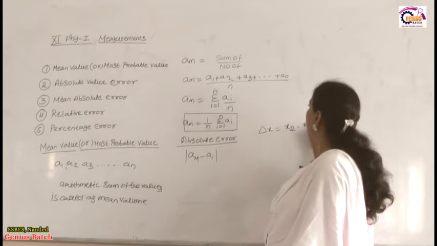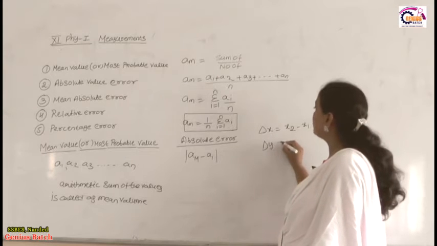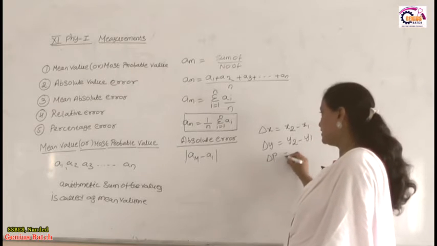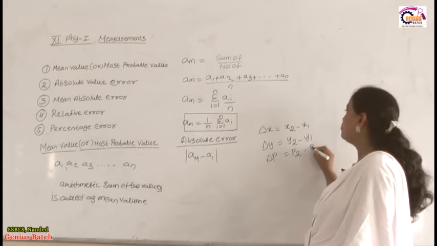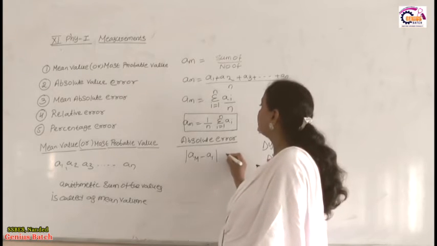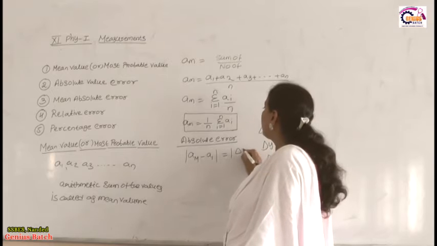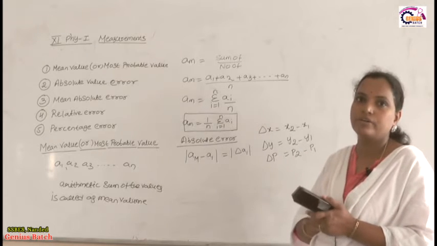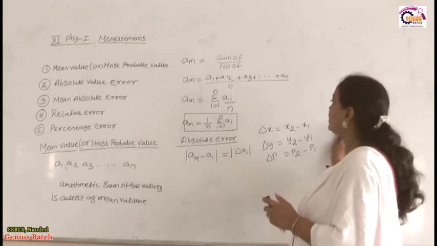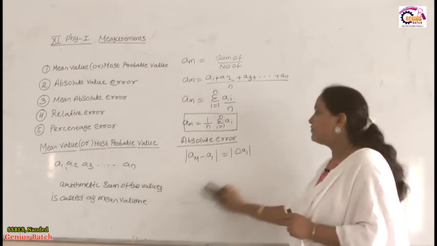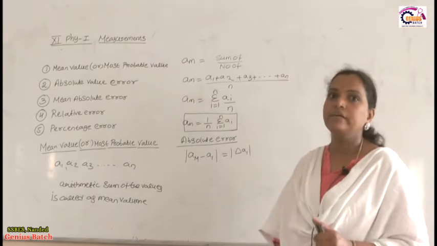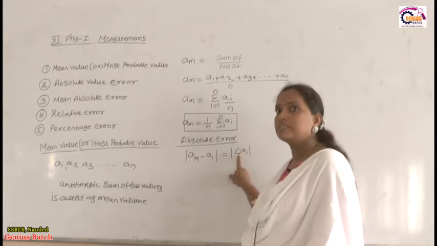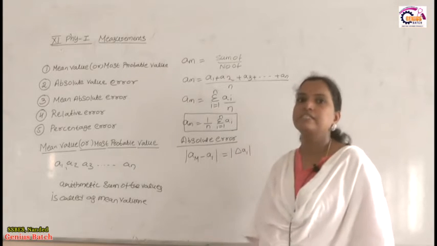Delta x can be written as the difference, that is x2 minus x1. Delta y can be written as y2 minus y1. Similarly, delta p can be written as p2 minus p1. Similarly, Am minus A1 can be written as delta A1. This delta sign represents a difference.